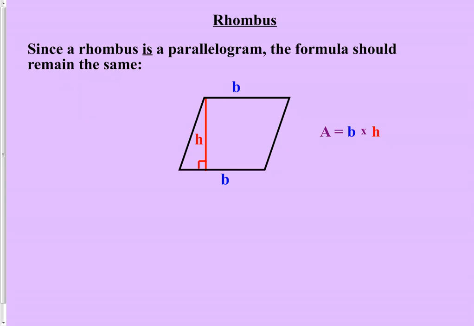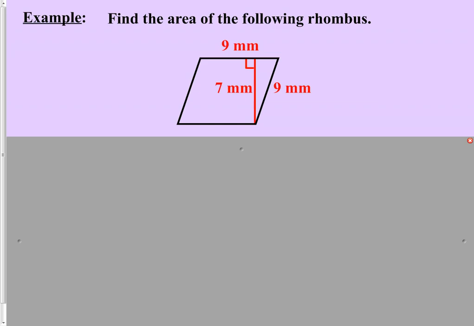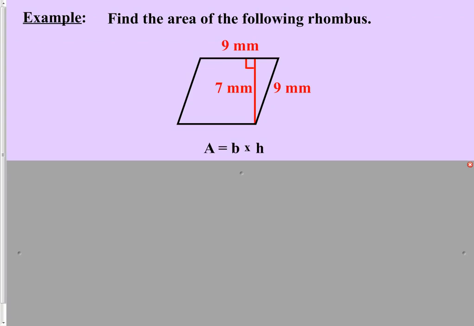Let's take a look at an example. Find the area of the following rhombus. Once again, okay, we have a formula for it. Anytime we have a formula for a particular shape, we always want to write down the formula before plugging anything into it. So area of a rhombus is base times height. We need to plug in the information.